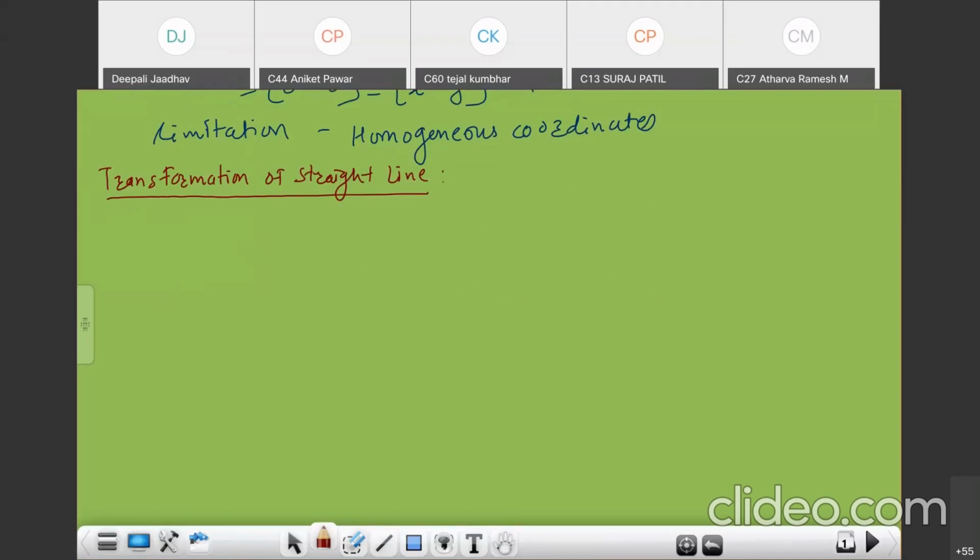A straight line can be defined by two position vectors. We consider two position vectors. What are these? These are the end points of the line. We consider these two position vectors are A and B, for example.